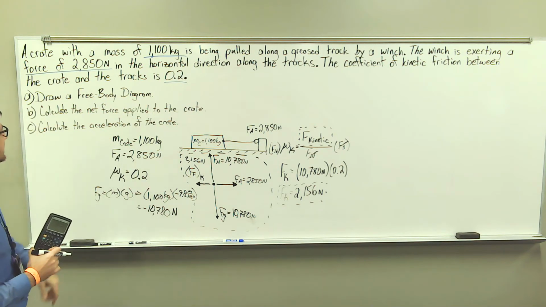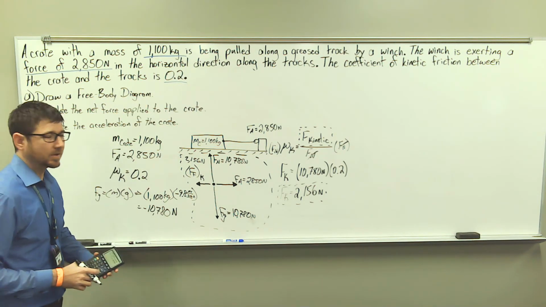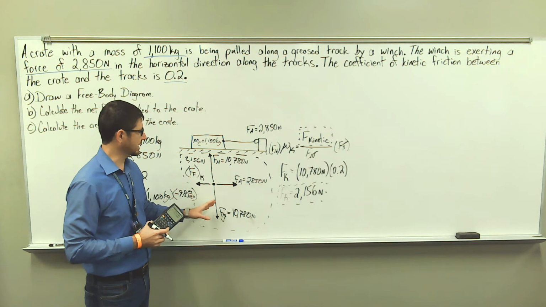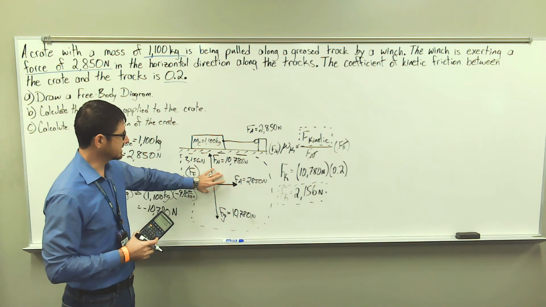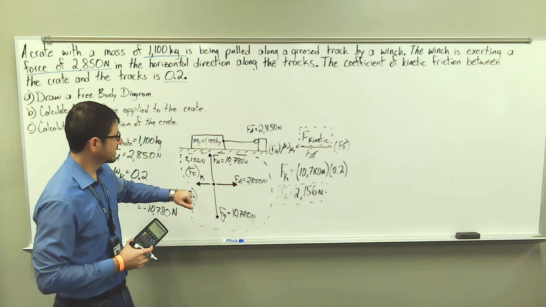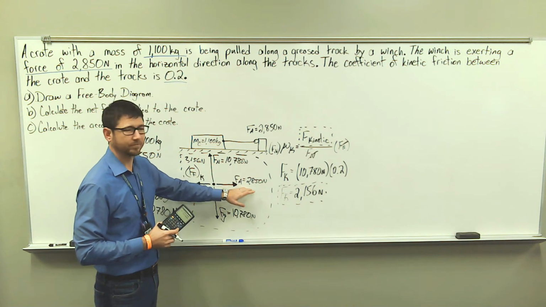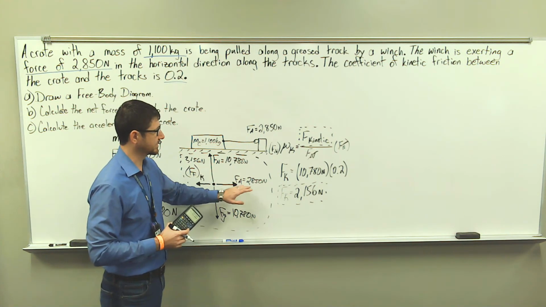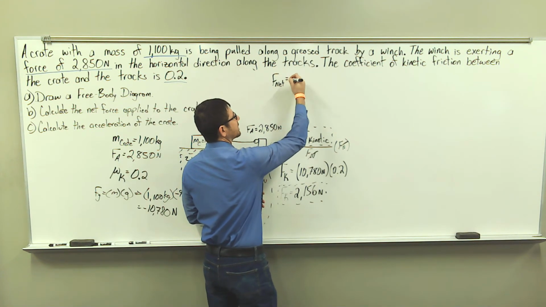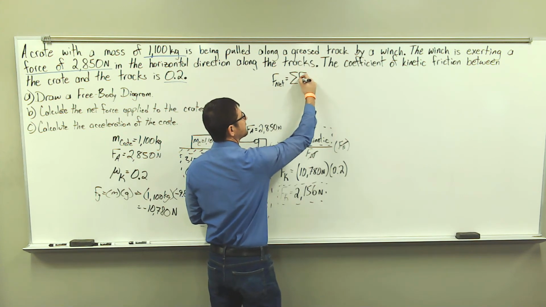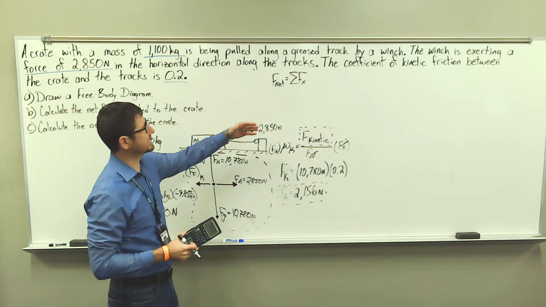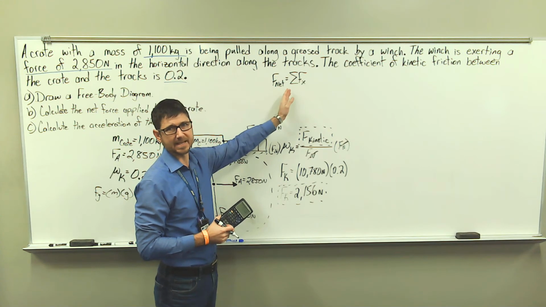On part B, it says calculate the net force applied to the crate. Well, let's take a look at this. In the y direction, the system is in equilibrium. Okay, so we have net force in the y direction is 0, so it's in equilibrium. But in the x direction, we have a net force because we have more force pointing in the positive x direction. So for part B, we know that the net force applied to the object is going to be the sum of the forces, and specifically, we're looking for the net force in the x direction, or the sum of the forces in the x direction.